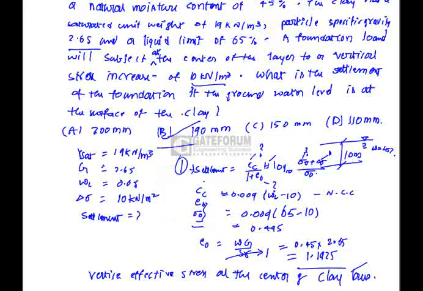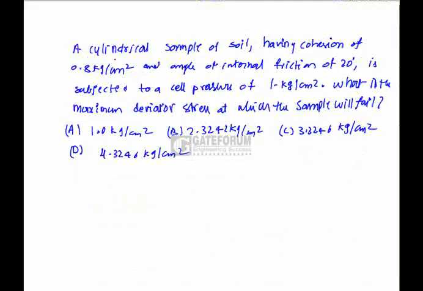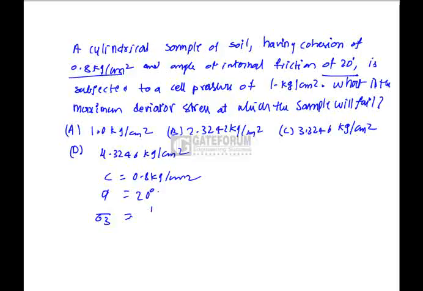In a cylindrical sample of soil having a cohesion c given as 0.8 kg per centimeter square and the angle of internal friction phi given as 20 degrees, subject to a cell pressure sigma 3 of 1 kg per centimeter square, what is the maximum deviatoric stress? We have to find out the maximum deviatoric stress, that is equal to sigma 1 minus sigma 3.